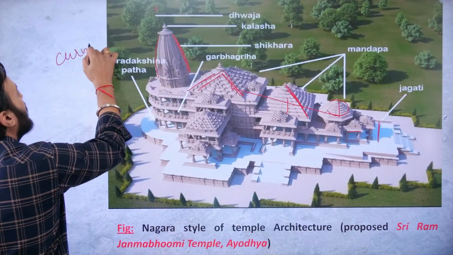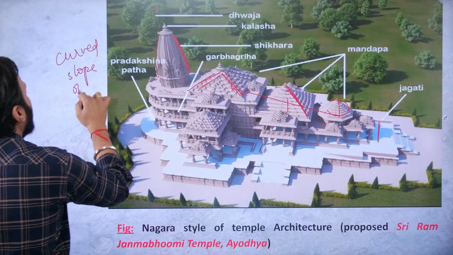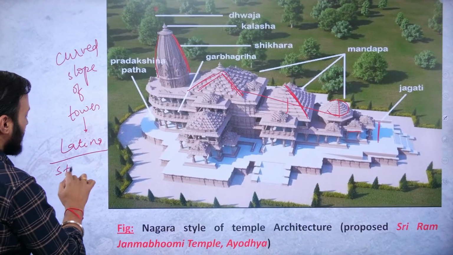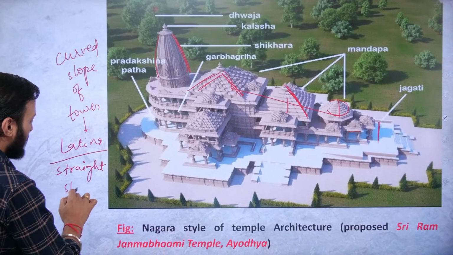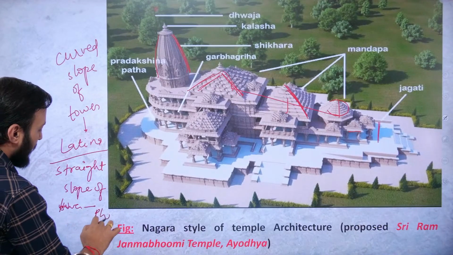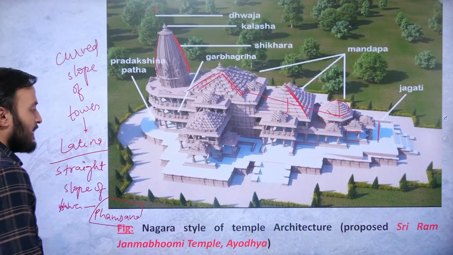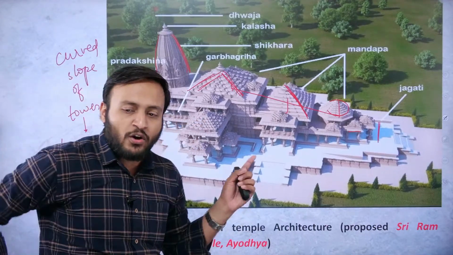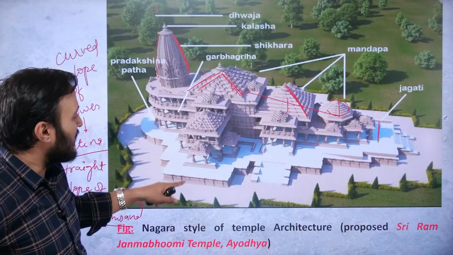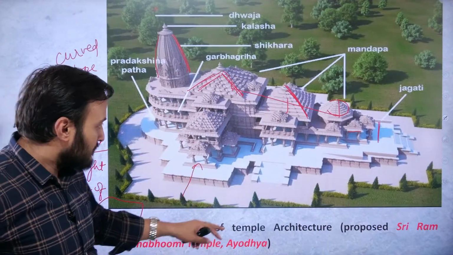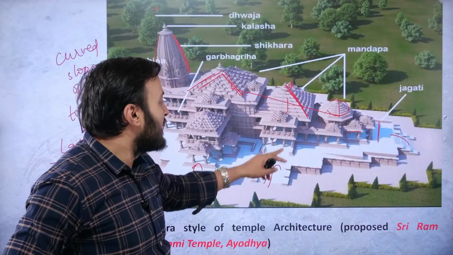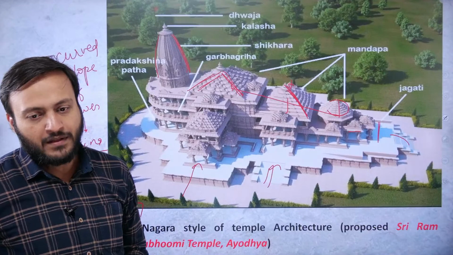However, when the slope of a tower is a curved slope, then this is Latina, and a straight slope of tower is Phamsana. I hope everybody understands this difference very clearly just by looking at this picture. All right, everyone. And if we try to categorize it into Sandhara, Nirandhara, Sarvatobhadra, then my dear students, this will be a Sarvatobhadra temple. As you can see here, you can have the entrance from all the sides. This is the Sarvatobhadra style of temple architecture. Okay, everybody.